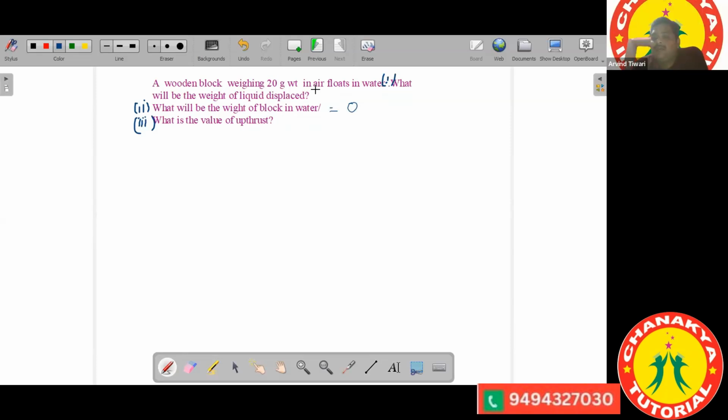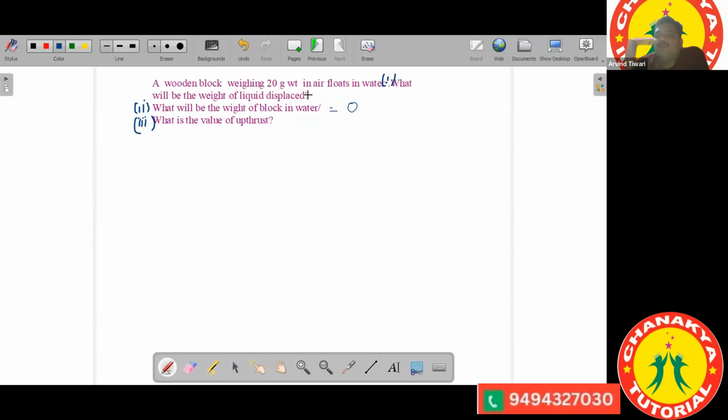And remember, I told you that when you are swimming, at that time, you feel weightlessness, right? So here the wooden block is also swimming and it is experiencing weightlessness. Its weight is 0. So the weight of the block in water is 0.